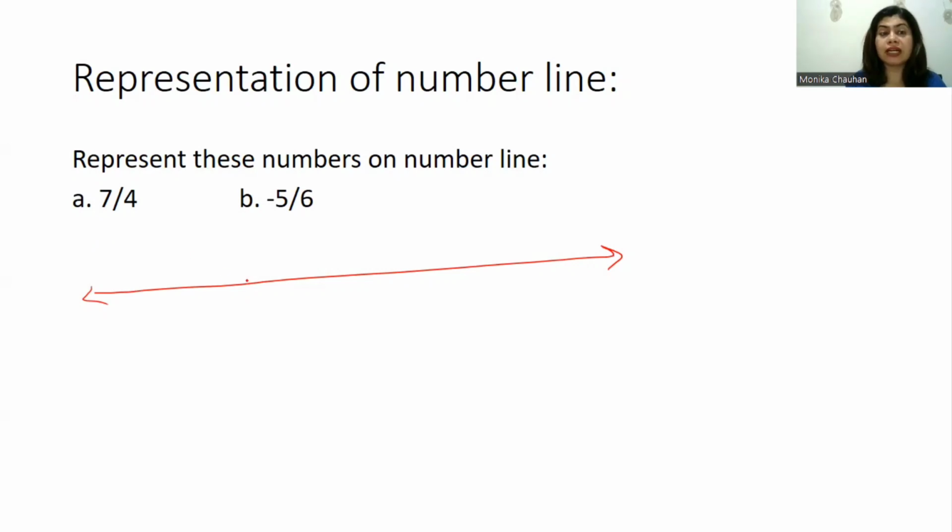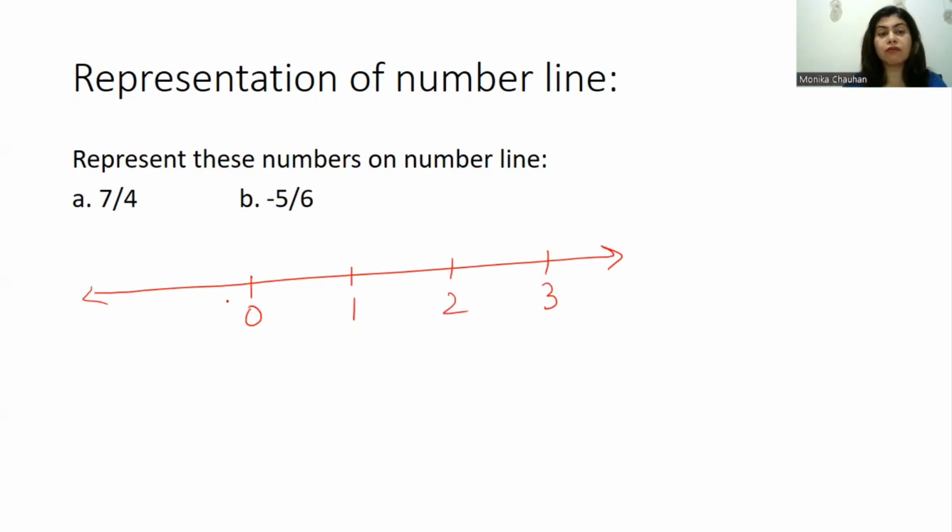Now I will name it a number line when I put numbers on it: 0, 1, 2, 3. And you have to make sure that the numbers are at uniform distance. The distance between the two numbers should be the same. All of you have to remember it.